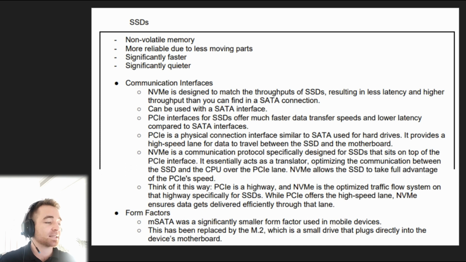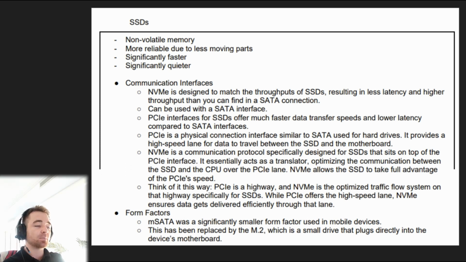It essentially acts as a translator, optimizing the communication between the SSD and the CPU over the PCIe lane. NVMe allows the SSD to take full advantage of the PCIe's speed. So the PCIe and NVMe kind of work in harmony together, right? You've got the connection of the PCIe slot, and then you've got that NVMe, which allows that connection to utilize the SSD's full capability. So a cool little analogy here.